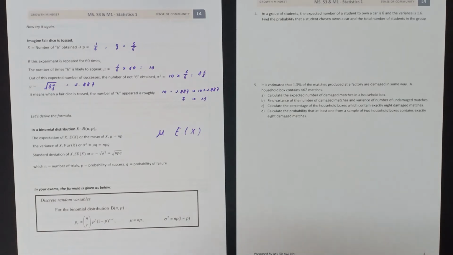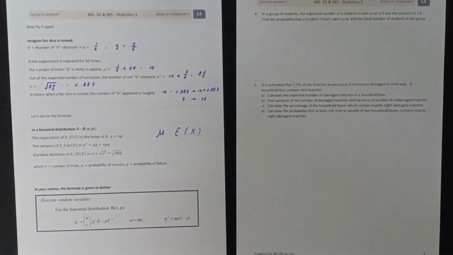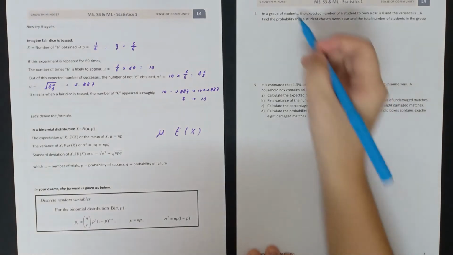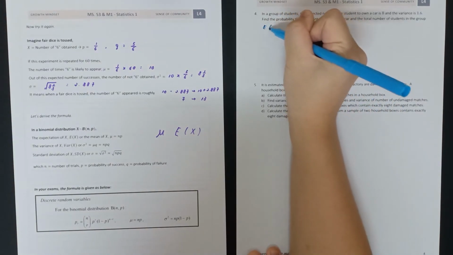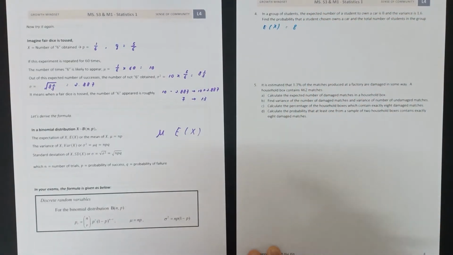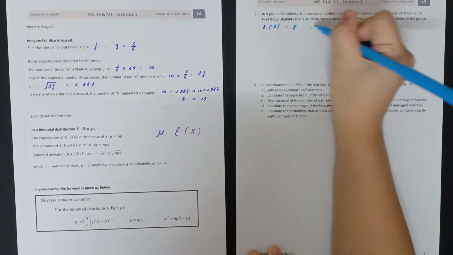So this is the same as question 3, but this is an application where you actually need to find out yourself what information is given in the question. In a group of students, the expected number, meaning you have E(X) equals 8. Then after that, you have your variance is 1.6.